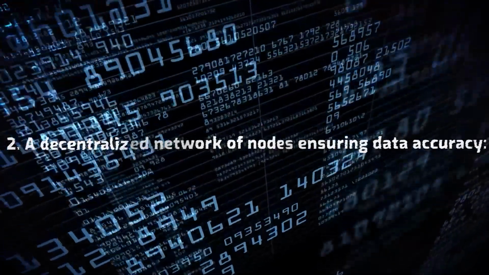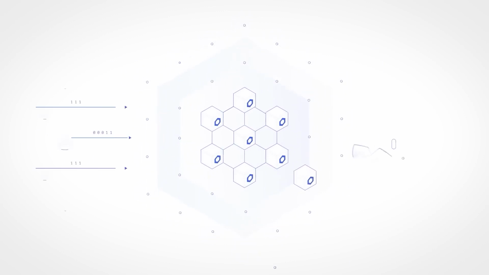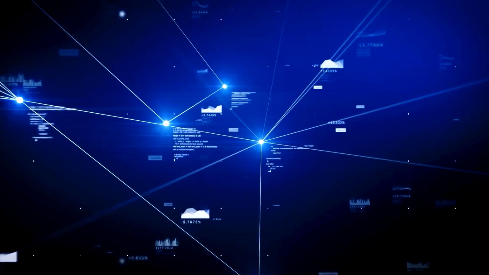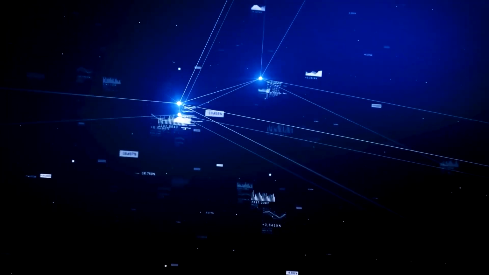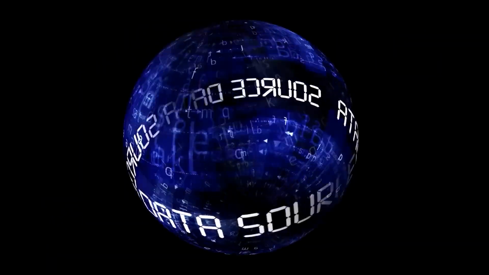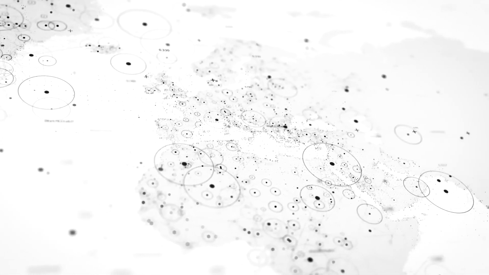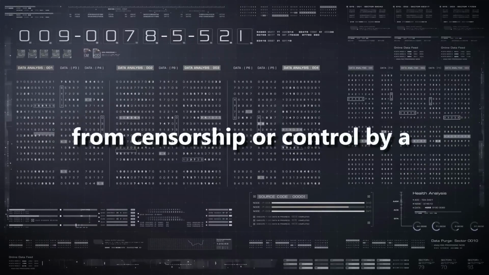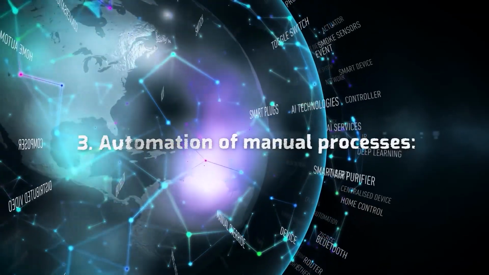Number 2. A decentralized network of nodes ensuring data accuracy. Chainlink's decentralized network of nodes is a crucial feature that ensures the accuracy and reliability of off-chain data used in smart contracts, as previously explained. Each node in the Chainlink network fetches data from multiple sources, and the data is then aggregated and verified by a consensus mechanism. This decentralized approach eliminates the need for a single trusted source of data, reducing the risk of data manipulation or tampering. That's not all. A decentralized approach to data sourcing also ensures that the data used is free from censorship or control by a central authority.